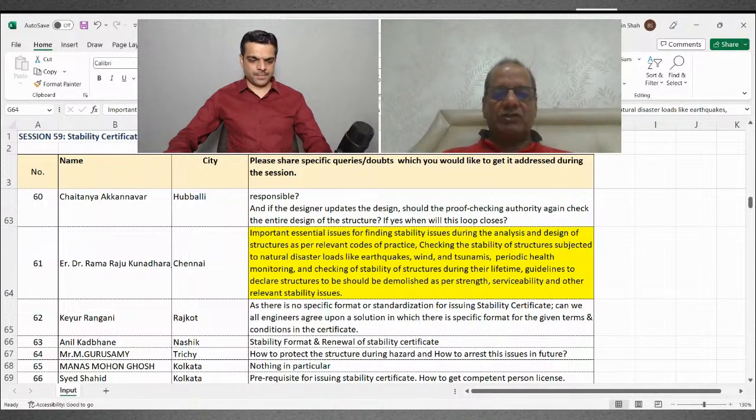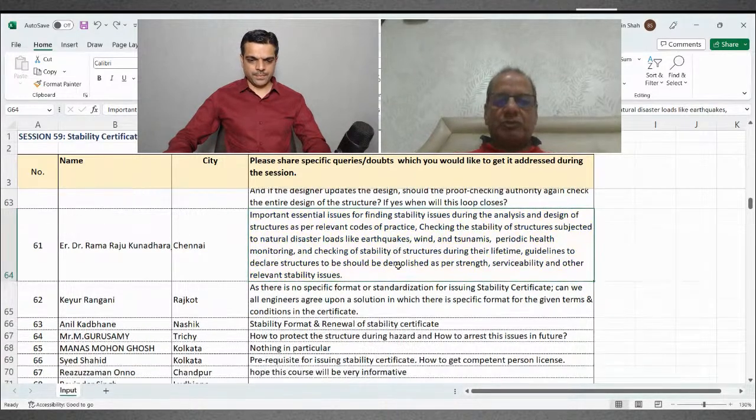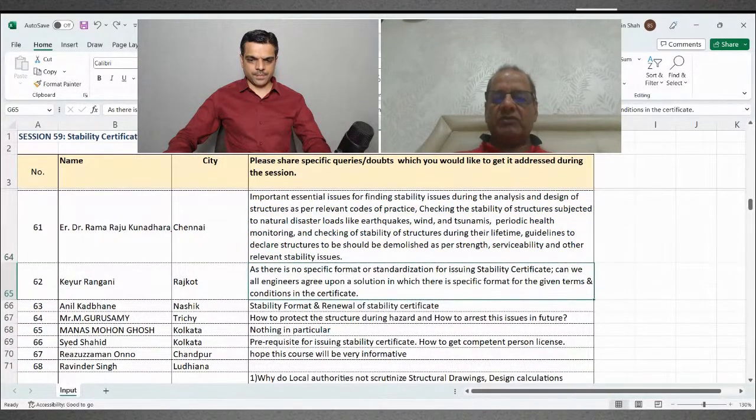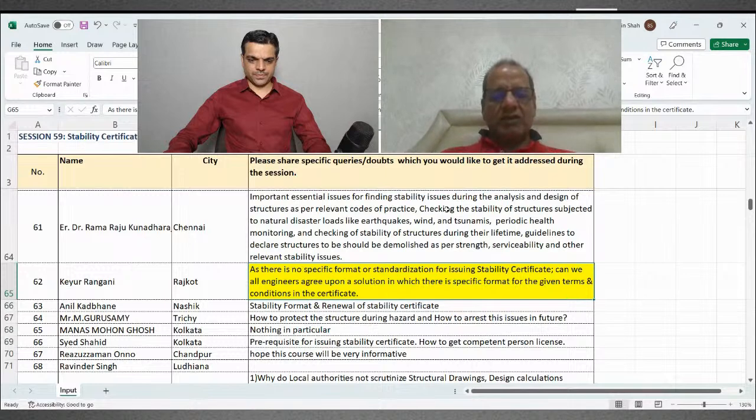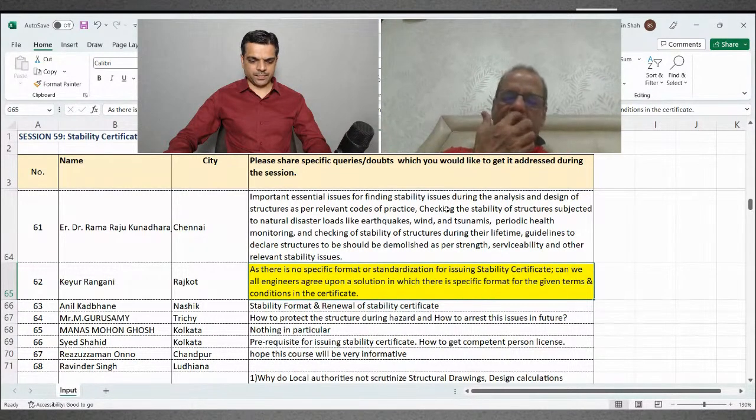Similarly, in NBC also there is a provision for buildings, not being followed. And there is no specific format for standardization. Can we all engineers agree upon a solution in which there is a specific one? Yes, yes. I told, maybe after this session, whatever is discussed, we'll circulate a model draft also.